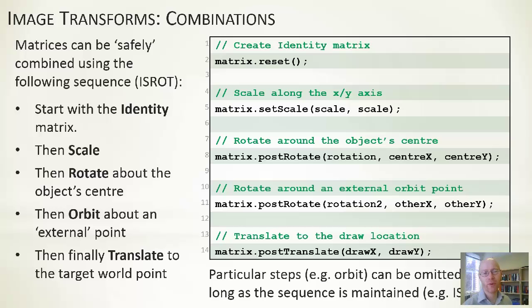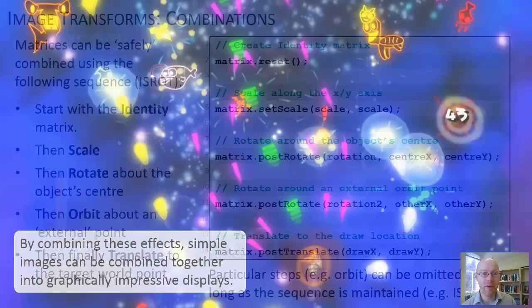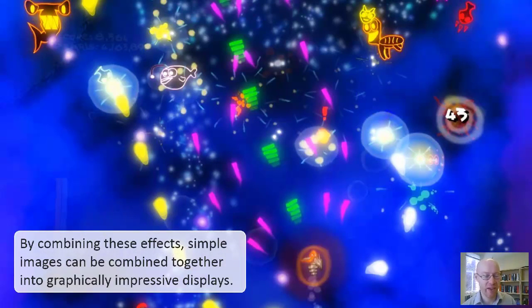So you see an example of the code on the right hand side. Reset your matrix is one way of getting it to identity matrix. Do the scaling. Do a rotation about the center. Do, if you want, an orbit. And quite often you don't need to do an orbit around some other point. And then finally translate at the end. By combining these effects together, you genuinely can get quite a lot of very interesting graphical effects. And actually in the lecture, we'll spend a bit of time getting you to think about how you can combine these in quite interesting forms.